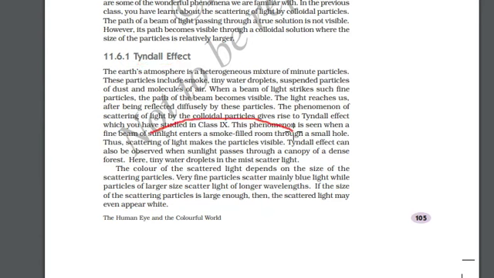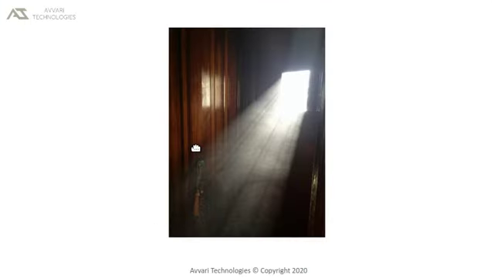Tyndall effect. In Earth's atmosphere, we can see a mixture of minute particles. These particles include smoke, tiny droplets of water, suspended particles of dust, and molecules of air such as nitrogen, oxygen, and so many other gases. When a beam of light strikes such particles, the path of the beam becomes visible. We can see the dust particles in our home when sunlight passes through the window. We can see those tiny dust particles and smoke particles. This is because of scattering of light. Those particles are scattering light in all directions.